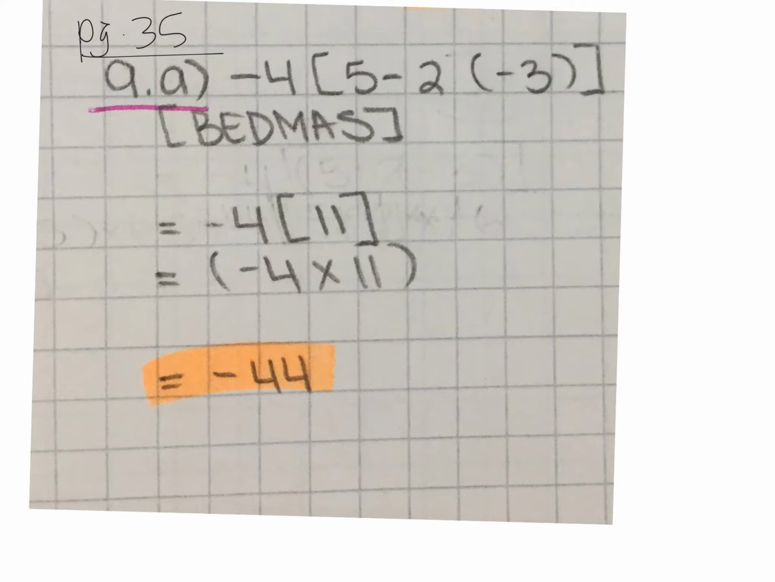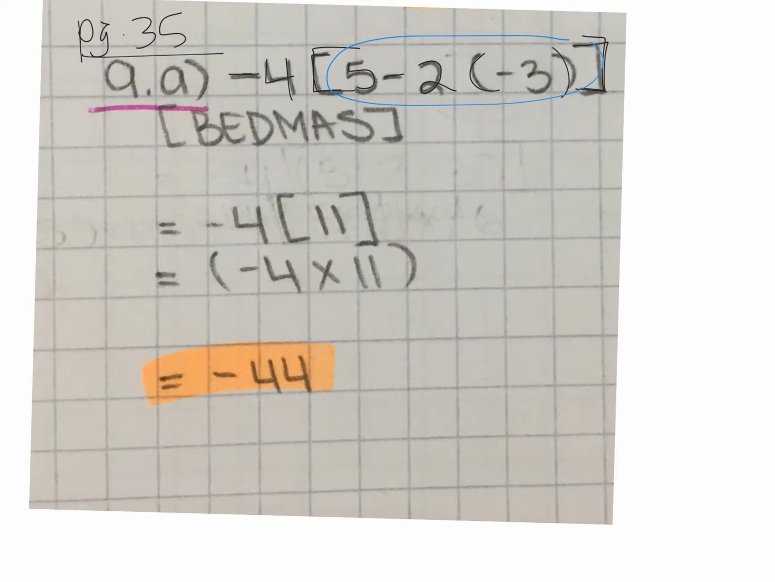So we're evaluating negative 4 times 5 take away 2 times negative 3. There's a big bracket, and then there's something to do inside the bracket. What do you have to do first inside the bracket? This is what's inside the bracket. What's the first thing we do inside the bracket?